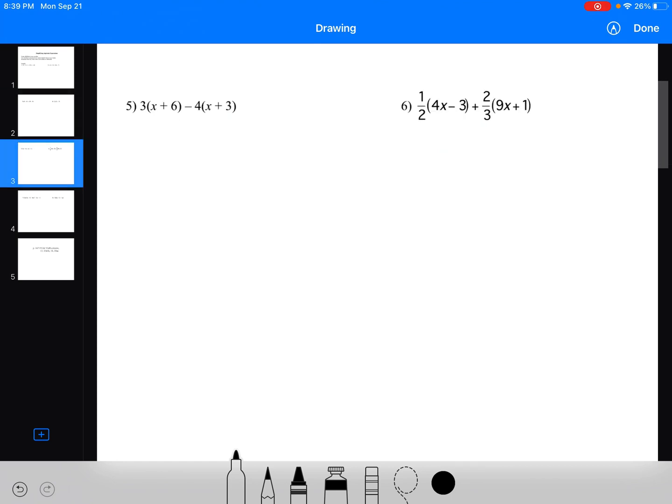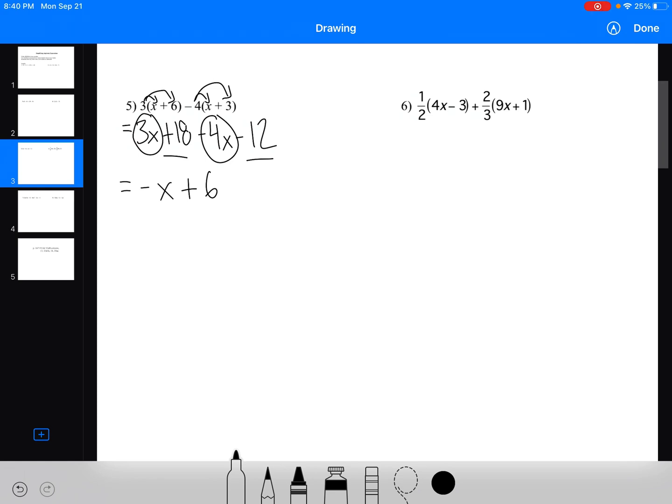Okay, moving on. So this one, we've got to do a little bit more. So we've got 3 going in both of these. So that's 3x plus 18. And then minus 4 going to both of these. So minus 4x minus 12. Now we're collecting like terms, so the x's go together. So that's minus x. And then 18 minus 12 is going to give us plus 6.